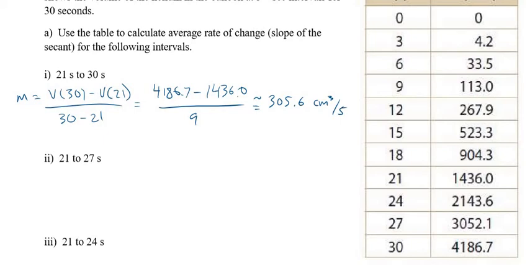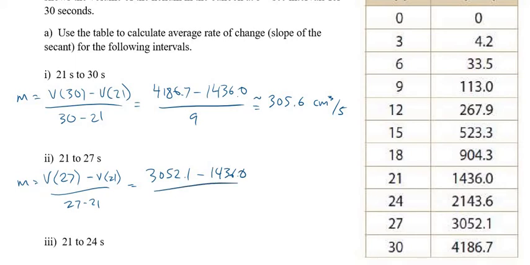Let's do the same thing for 21 seconds to 27 seconds. Same basic idea, except this time we're just going to change our data. So instead of 30, we're going to go to 27, and 21 stays the same. So in this case, we have, I think it's 3,052.1 minus 1,436.0. And this time, it's 27 minus 21. So we're looking over an interval of 6 seconds.